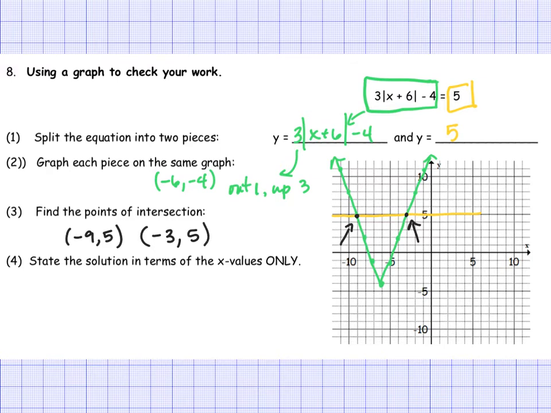But if I look back at my original equation, 3 times the absolute value of x plus 6 minus 4 equals 5, there is no y variable to solve for here. So I don't actually want the full points. I only want the x values because that's all I wanted to know to begin with. So x equals -9 and x equals -3. And so that's checking by graphing.